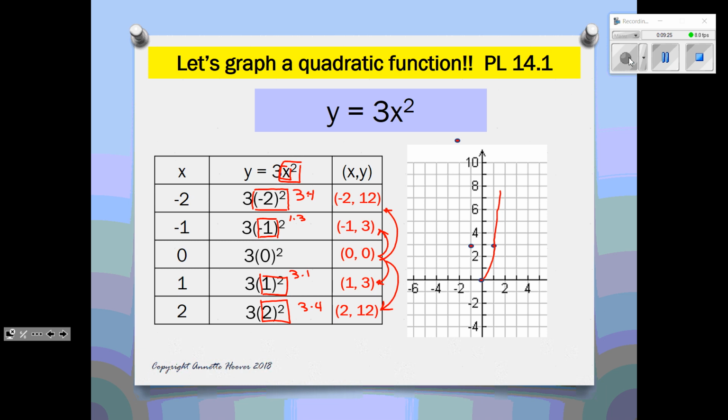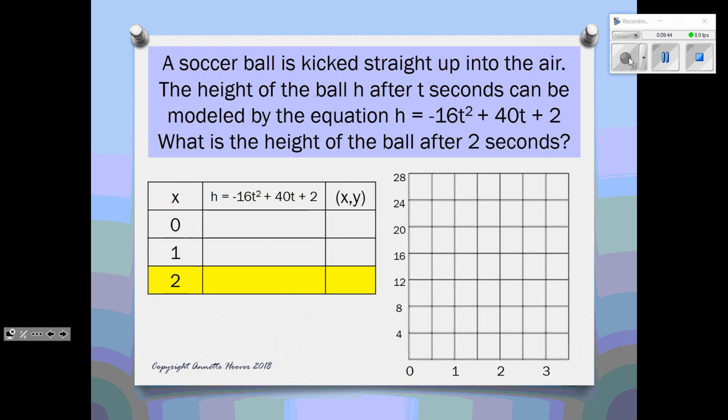Oops, I need to do one more click so I have my last point up here. There it is. Notice that this one's even narrower than the last two. This number got larger. Last time it was a 2, and this time it's a 3. The larger that number gets, the narrower or skinnier the parabola is going to be. So that is how we're going to do quadratic functions.